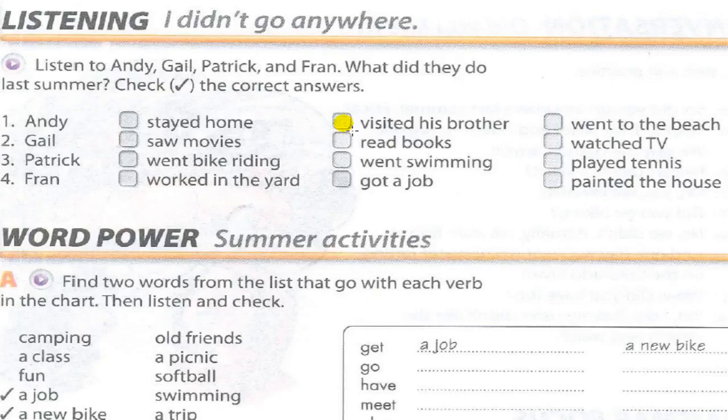Number 1, Andy. Did Andy go to the beach? No, he didn't. He didn't go to the beach because it rained. Did Andy visit his brother? Yes, he visited his brother. Number 1 answer: visited his brother.